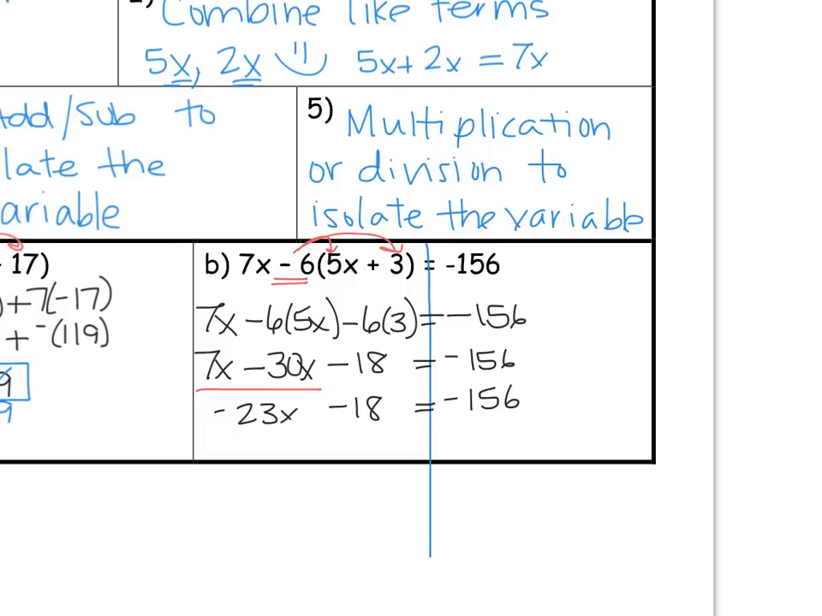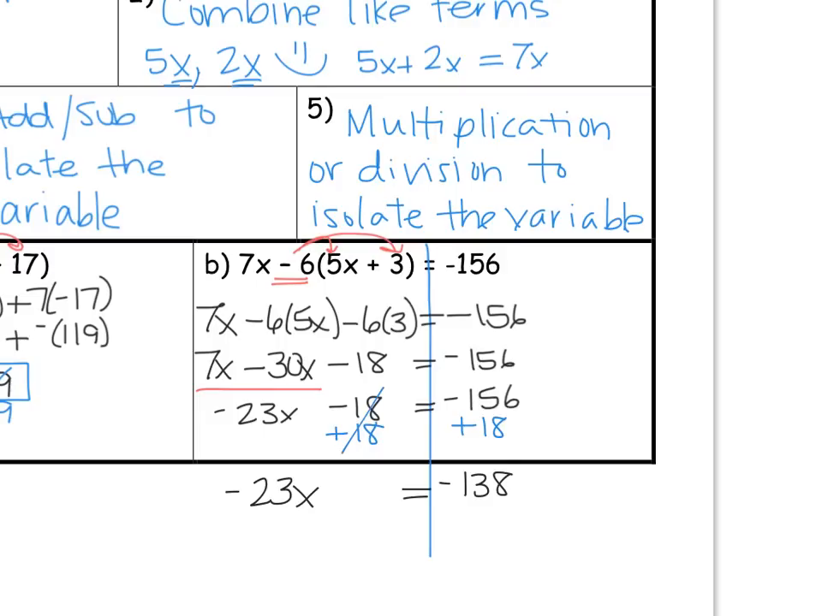So I want to get, again, this term right here by itself, so I need to get rid of the minus 18. And the opposite of a negative 18 or a minus 18, its additive inverse, is a positive 18. That's going to cancel and give me 0. Negative 23x equals negative 138 when we add negative 156 and positive 18.